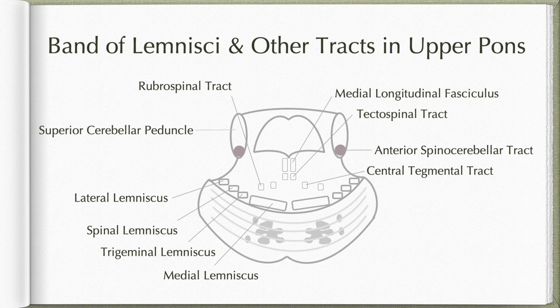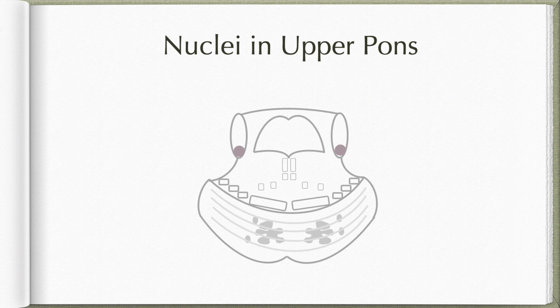Now coming to the grey matter, that is where the major difference is there between the lower pons and the upper pons. In this case, we see predominantly the nuclei of trigeminal nerve. That is, we see a pair of principal sensory nuclei of the trigeminal nerve. These receive the touch and pressure sensation from the head region and belong to general somatic afferent column.